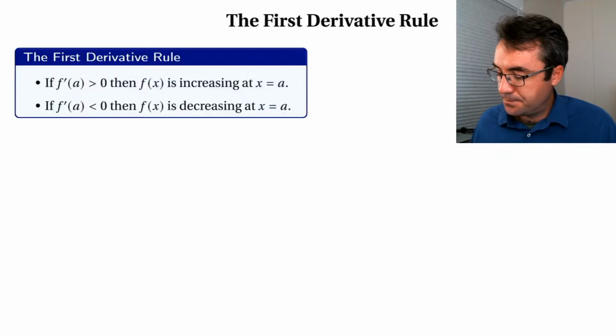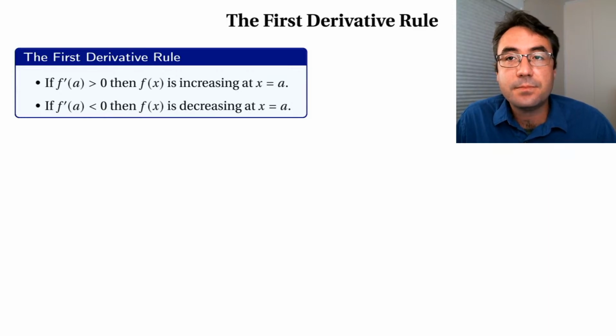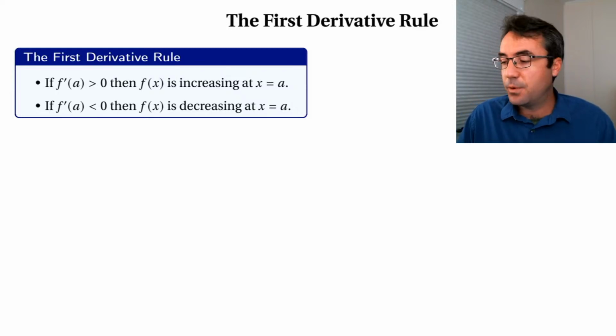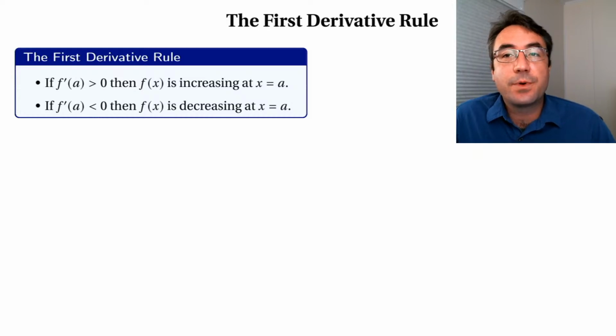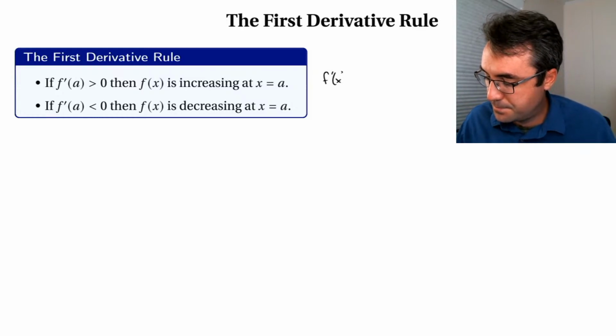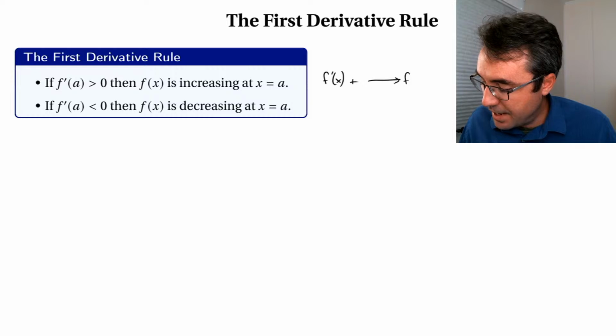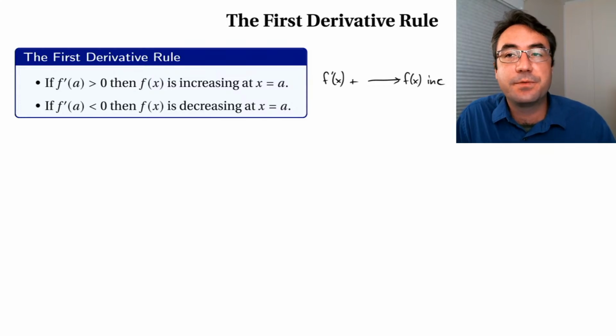Now it turns out, and this is really where we're going to be putting a lot of our attention, these behaviors are related to the first and the second derivative. So we're going to first look at the first derivative rule. And what this says is that if our derivative is positive, then our function is increasing. So if our derivative is positive, then the original function f of x is increasing. And that's really what the first derivative rule tells us.